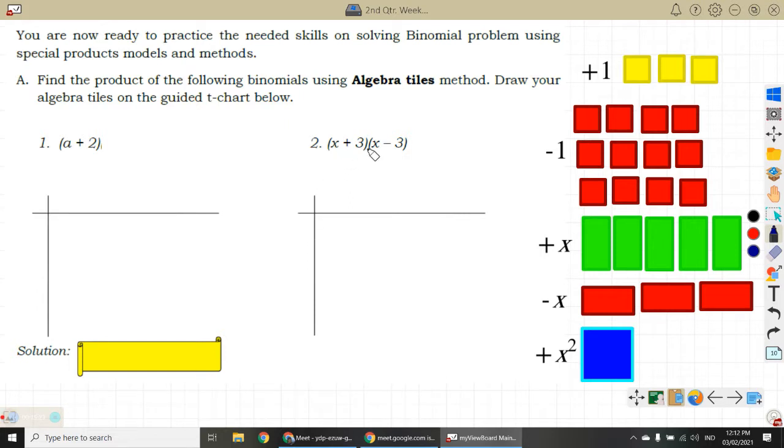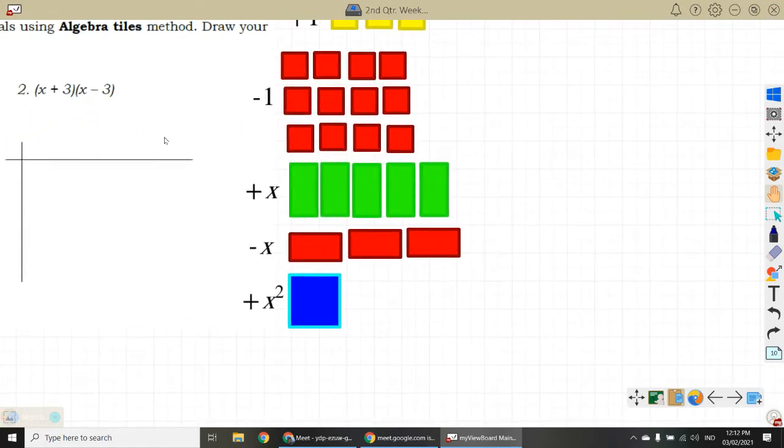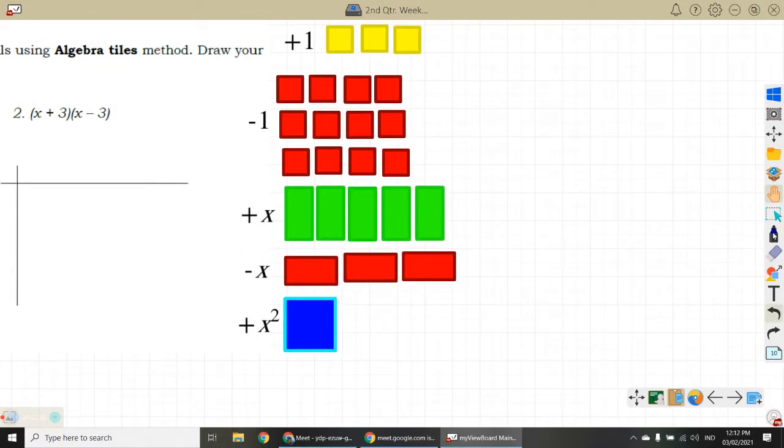We have x plus 3 times x minus 3. Okay, I'll just move this, kids. I'll try to draw a line. Let's have a line. I'll put this here. Okay, so x plus 3 times x minus 3.